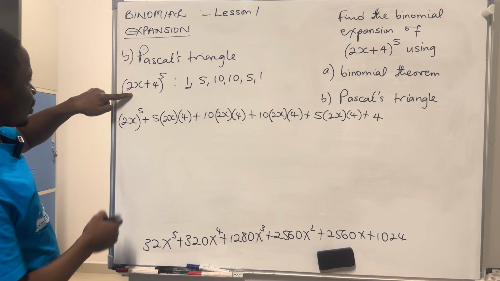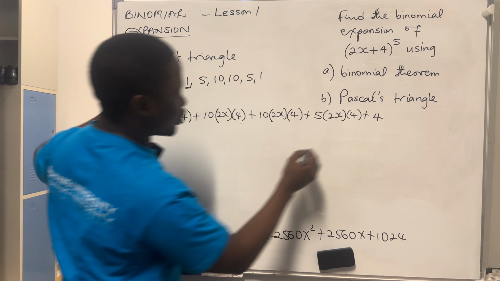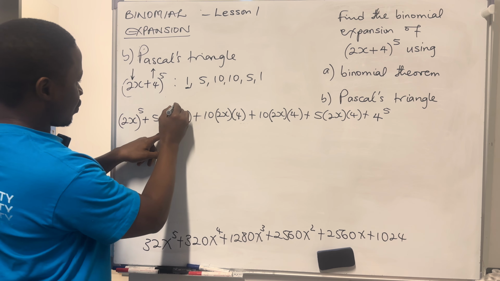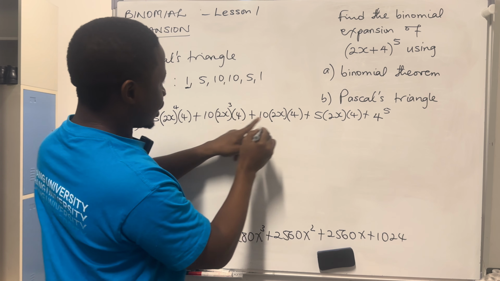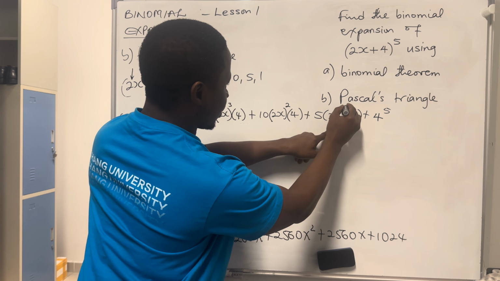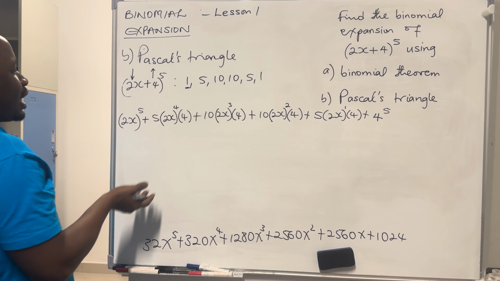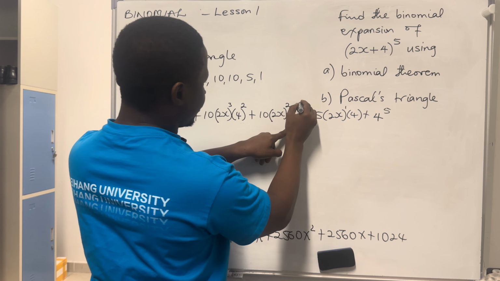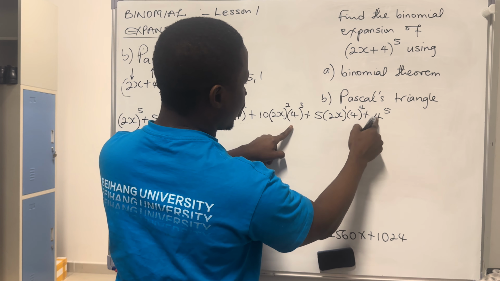This one starts with a power of 5, this one ends with a power of 5. Something similar, the only difference is the coefficients. This one decreases in power, this one increases in power. So the 2x decreases: power 5, power 4, power 3, power 2, power 1. The 4 increases: 4 to the power 1, 2, 3, 4, 5.